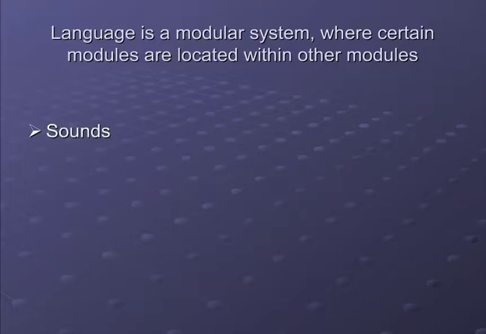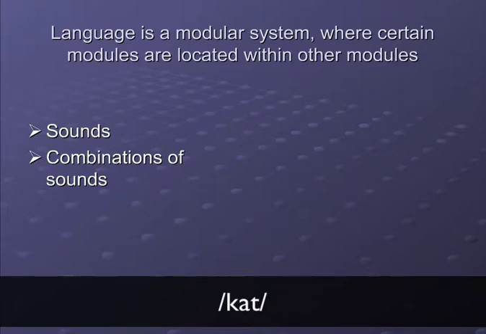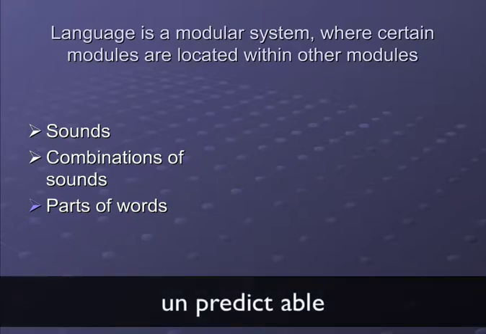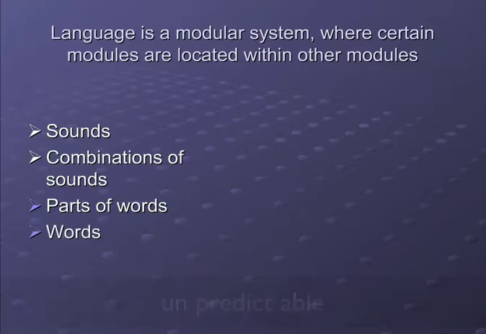Sounds and combinations of sounds, for example, like k and k-at, that's a combination of different sounds. And then you have parts of words like un and predictable. And these different parts of words make up words.